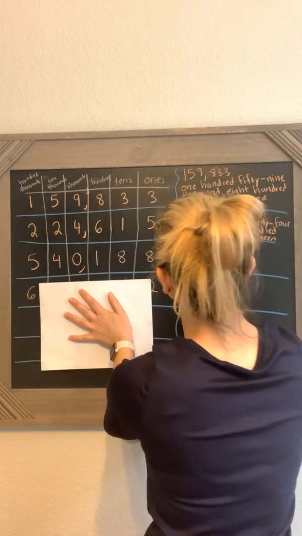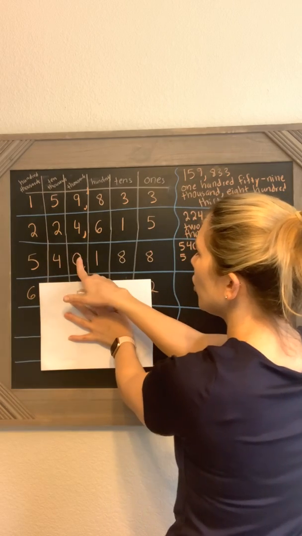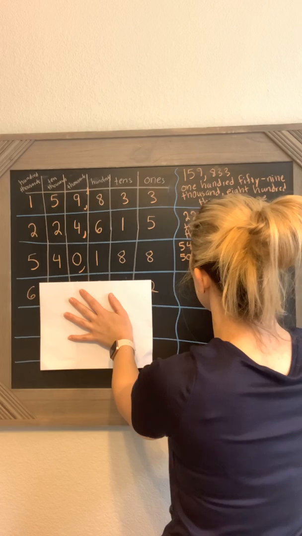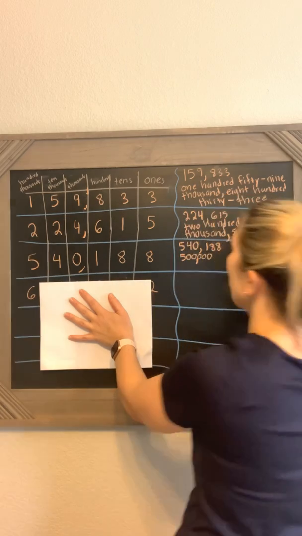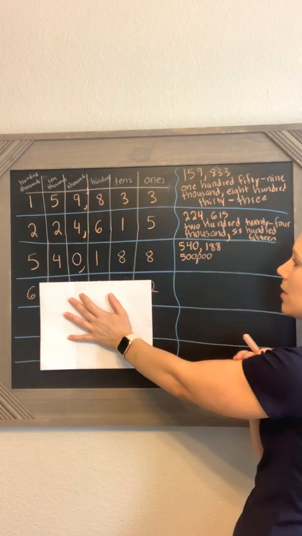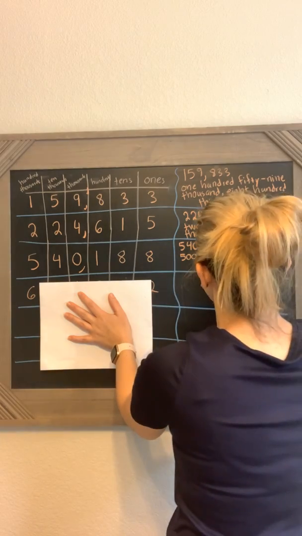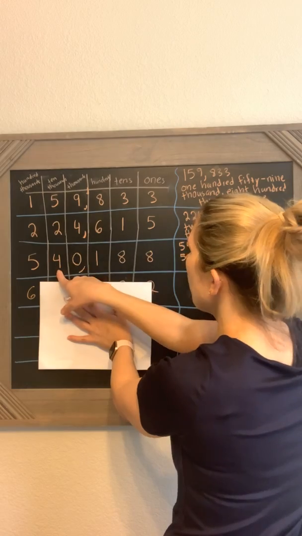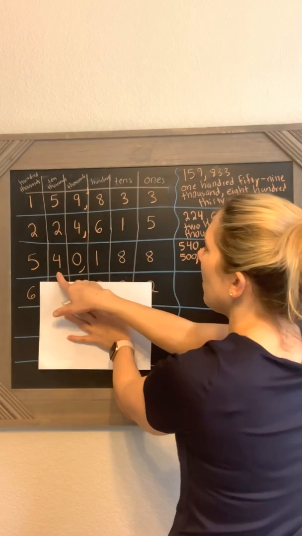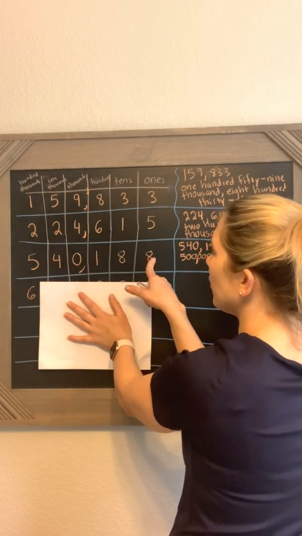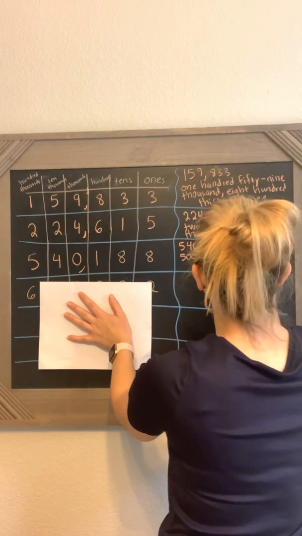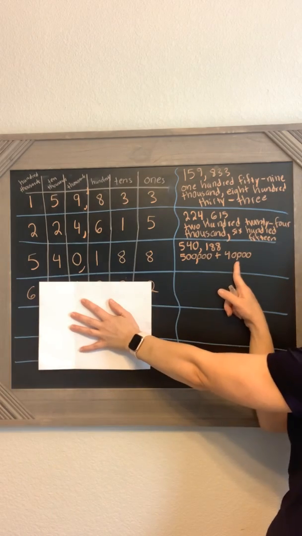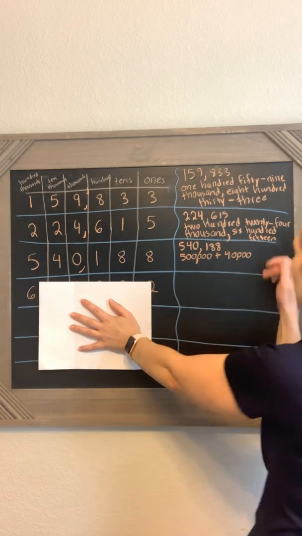I have a 5. And I have 1, 2, 3, 4, 5 digits after that. So I need 1, 2, 3, 4, 5 zeros after that. Make sure you put your comma between the thousands place and the hundreds place. Plus, go to my next place value, my 10,000s. I have a 4. And after, I have 1, 2, 3, 4 digits after it, so I need 4 zeros. 1, 2, 3, 4. Make sure you put your comma, again, between the thousands and the hundreds.